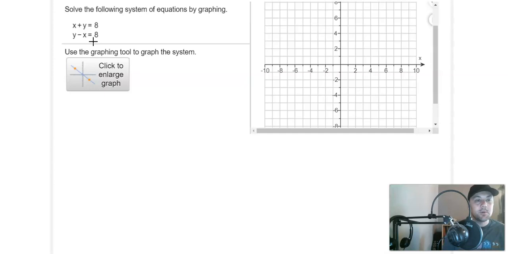Okay, so in this example, they're giving us a system of equations. We have x plus y equals 8, and we have y minus x equals 8. But this time, unlike the last example, they are not giving us an ordered pair to test out. And so this is not a yes or no question. You're on your own. You figure out what the solution is. We're not going to give you a pair of numbers to try. You're going to have to find it for yourself.